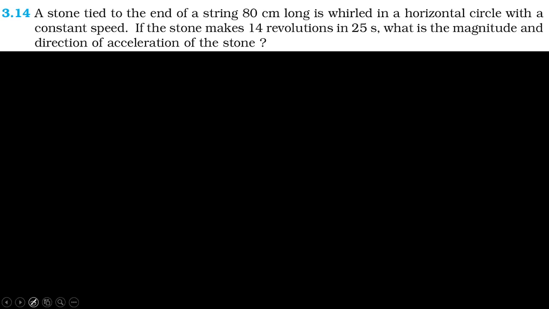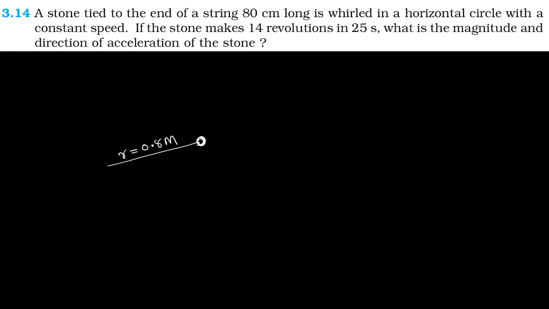Let us draw a diagram. A stone is tied to one end of the string. The length of this string is 80 centimeter or 0.8 meter. Centimeter can be converted to meter by dividing by 100. So the radius, the length of the rope, is 0.8 meter.